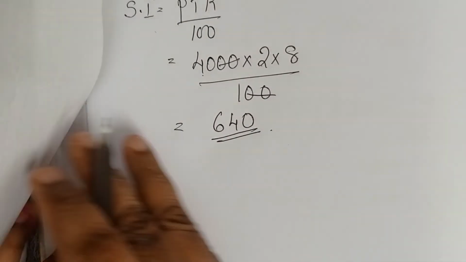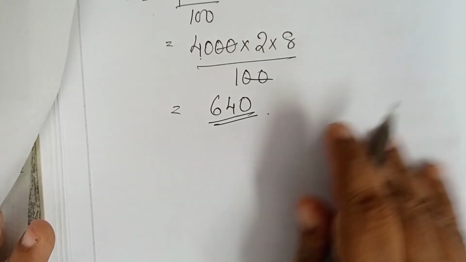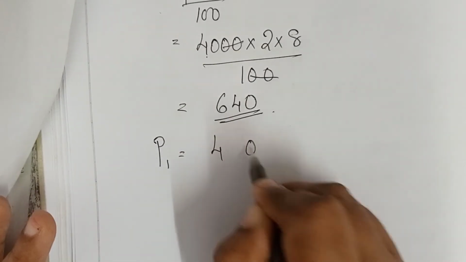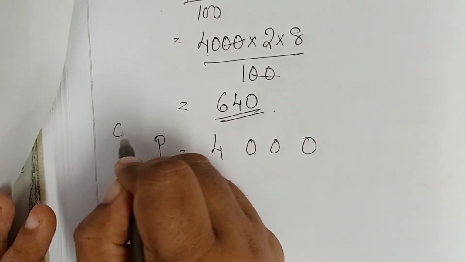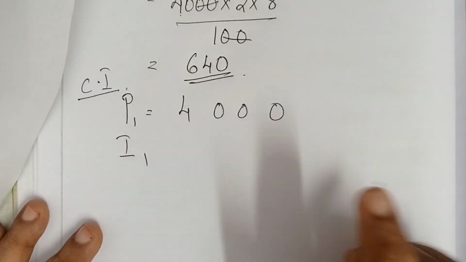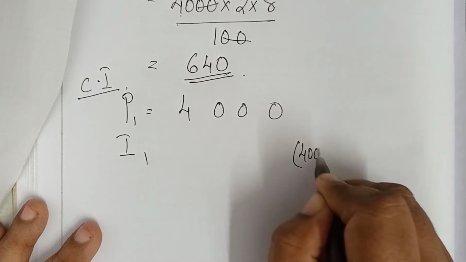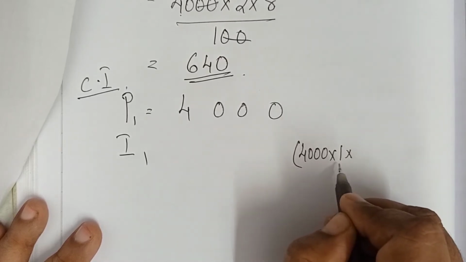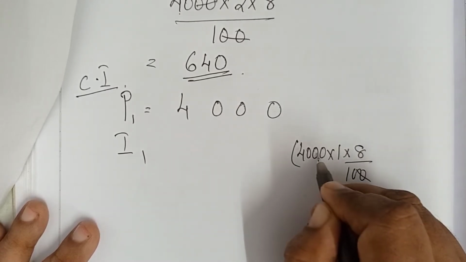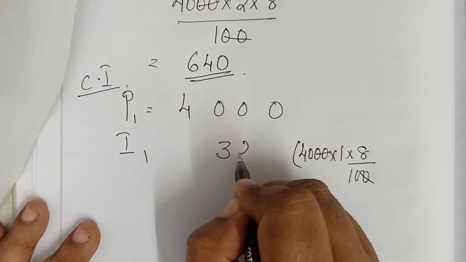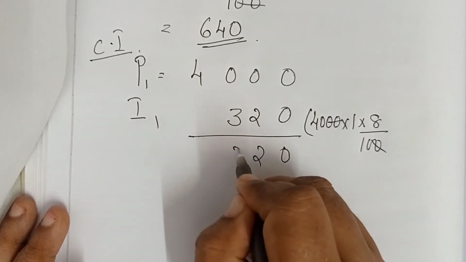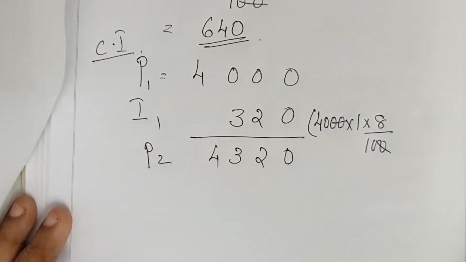Then how to find the compound interest? For compound interest we can apply the successive method. What is P1? Yes, 4,000. This is CI. Okay. Then how to find I1? Do fast. 4,000 into 1 into, always take 1, not 2, 1 into 8 by 100. 0 0 cancel. 8 4s are 32 and 1 0. 320. Check the answer. 4,320. This is P2.